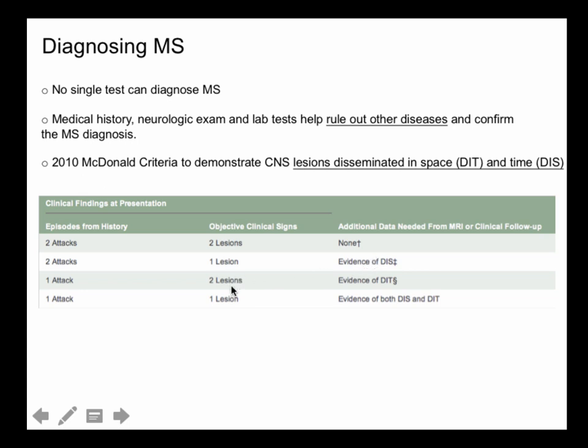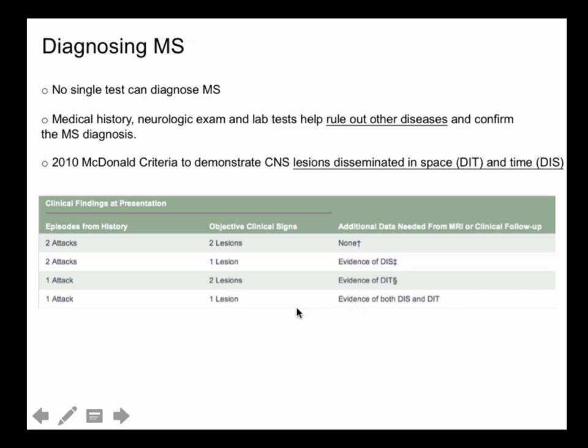Or you can have an earlier process where you have only 1 attack, so the patient just had a single episode and comes to the neurologist and says, you know, what's going on with me, and you do all the battery of tests. Then the clinical exam shows that there's actually a dissemination in space. There are 2 different lesions probably located in the CNS, but then you need to show that it's evolving over time, so it's dissemination in time.